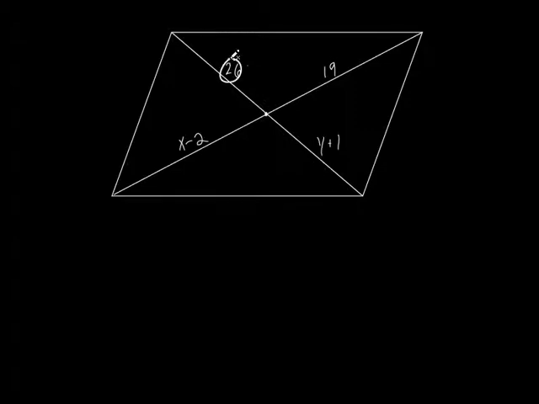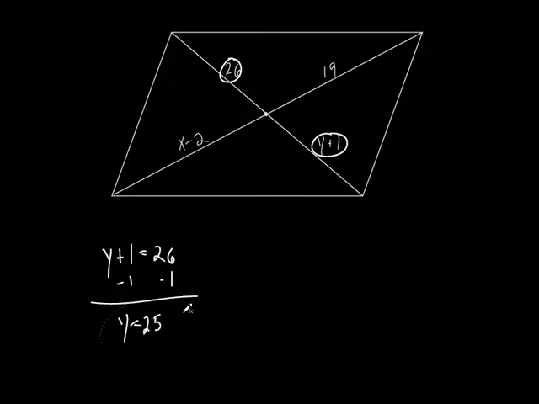So that means that this and this are what? They're equal to each other. So you come down here and you set them equal. It's pretty simple, isn't it? You just do that in your head. Minus 1 from both sides, and y is 25.